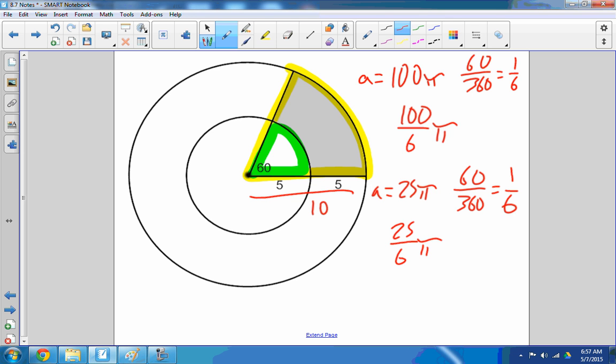And so I subtract them. 100 over 6 pi minus 25 over 6 pi, and we end up with 75 over 6 pi. And we can simplify that to 25 over 2 pi. And that is the end of this lesson.